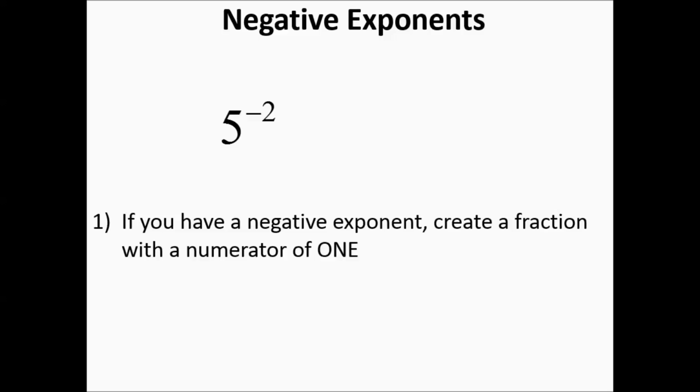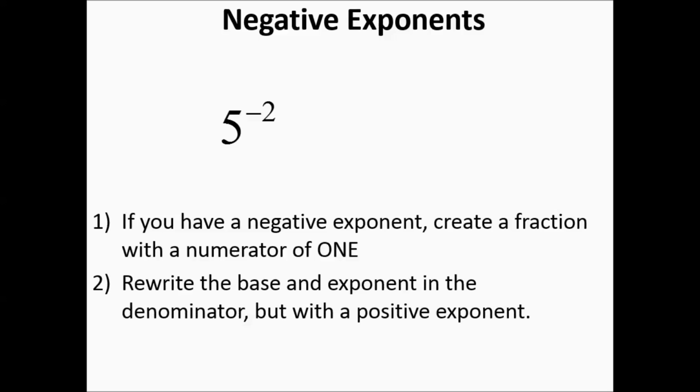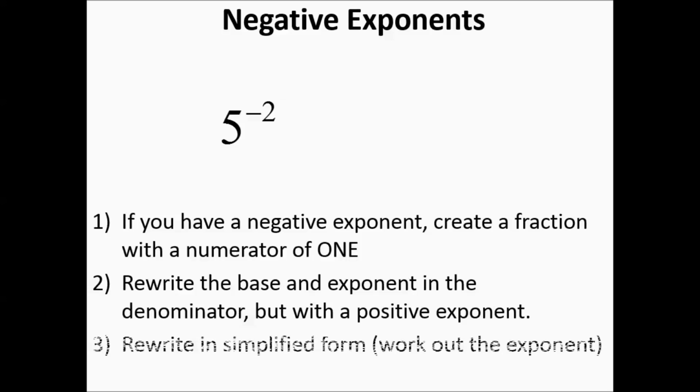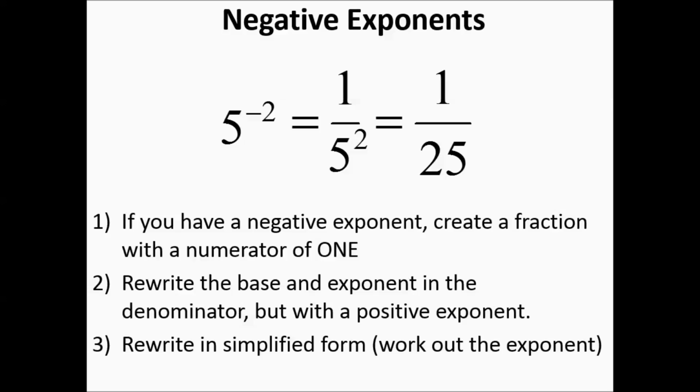If you have a negative exponent, you create a fraction with a numerator of 1, and your denominator is basically the same exponent but positive. So rewrite the base and exponent in the denominator but with a positive exponent. And then you work it out as far as you can. So 5 to the negative 2 is 1 over 5 to the positive 2. And then you just work it out. 5 to the second is 5 times 5, so it's 1/25.